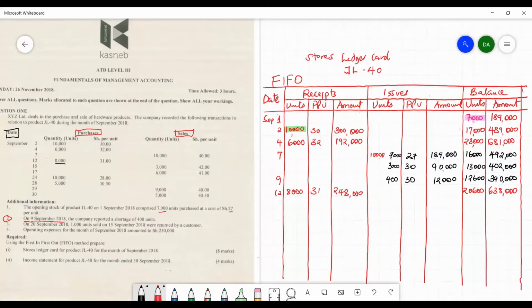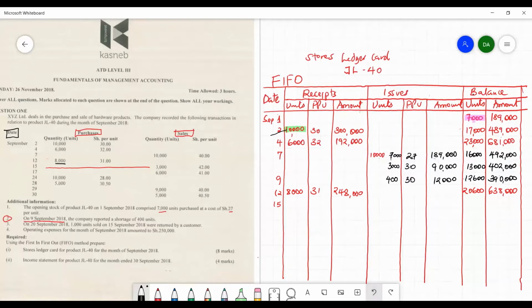Right. The next transaction is on 15th, which is an issue. So the company issues 3,000 units on 15th. As we issue 3,000 units, we consider that this batch of 10,000 was still remaining with some units because we have already so far removed 3,400 from that batch. That means we still have a total of 6,600 remaining. So from the batch of 10,000, we have 6,600, which we can use to issue 3,000.